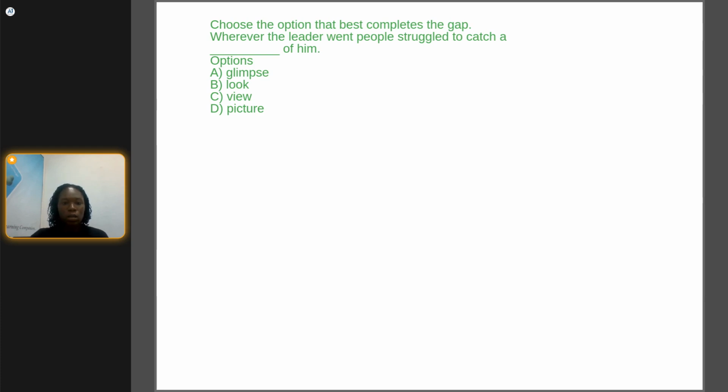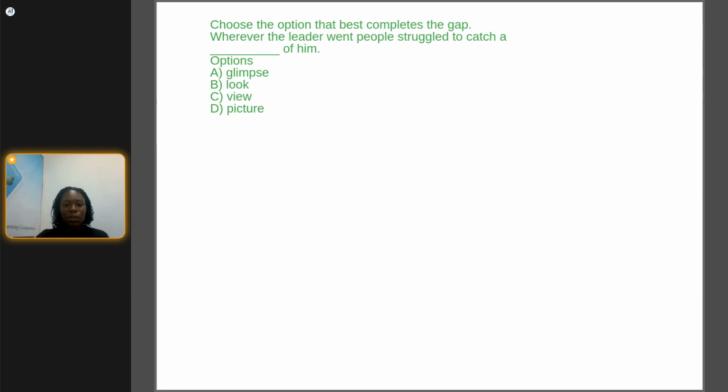The first one is glimpse. When you talk about glimpse, that's a brief, quick look at something. When you say look, it is a general term for just seeing or gazing at something. When you say a more extended look, then you're talking about view, which is usually longer. Then picture is a visual representation of something.